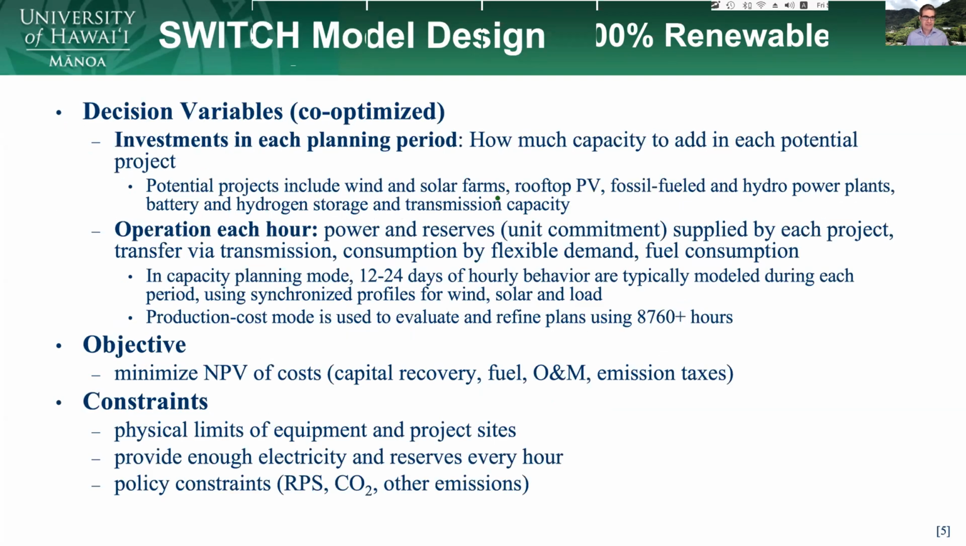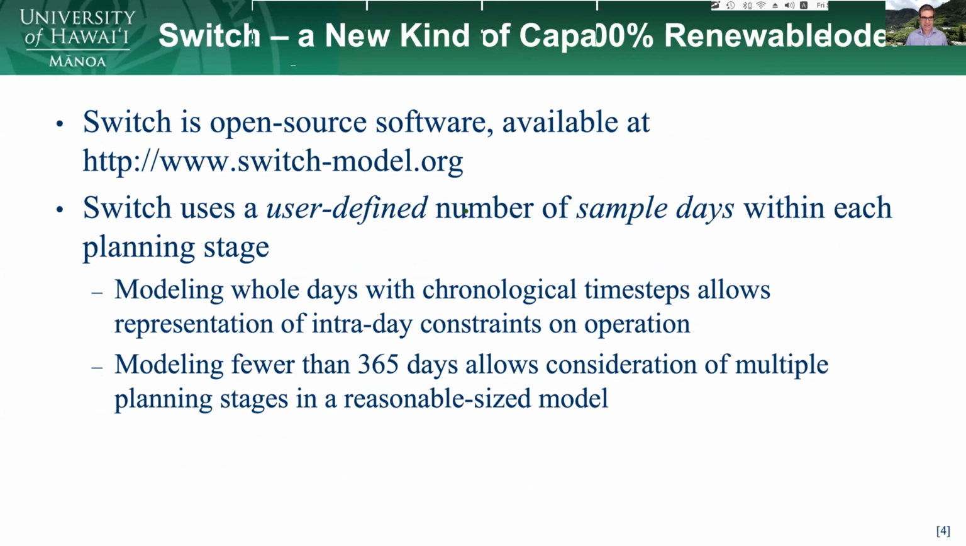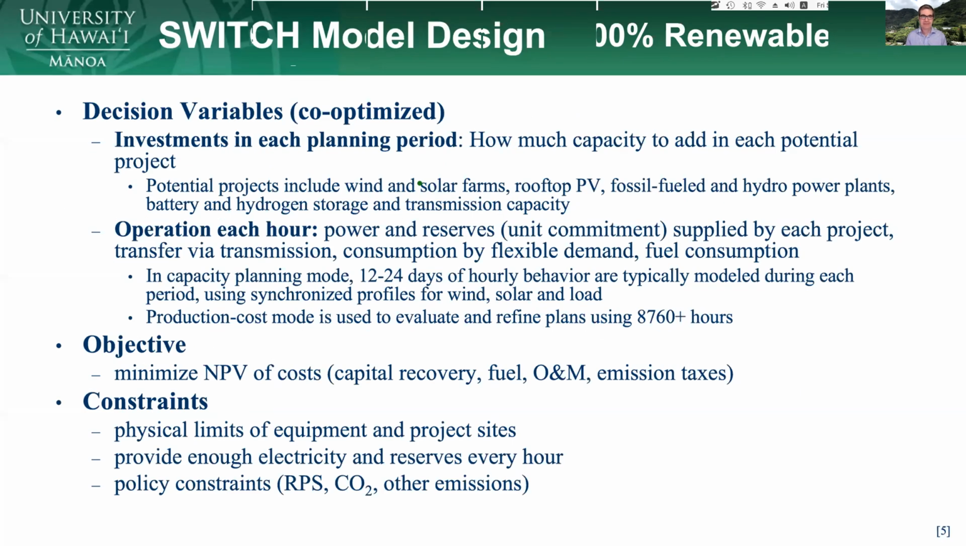I'm not going to go into these, but they're in the record here. And we have documentation as well at switchmodel.org. To some extent, I'll talk about that. But anyway, we have the objective function and constraints that you'd expect. Switch is choosing what to build and co-optimizing that with how it would operate it hour by hour on these sample days. There are constraints that you can put in, or extra cost functions for carbon or renewable targets, and those are user customizable.